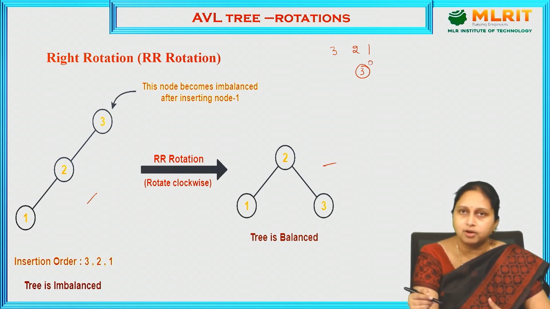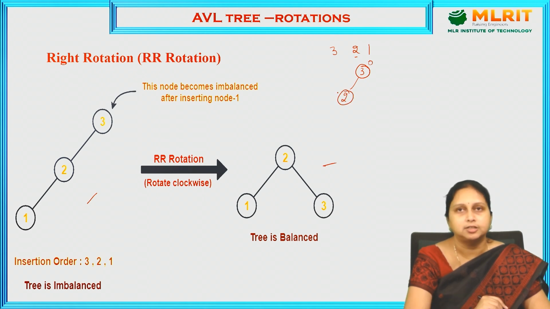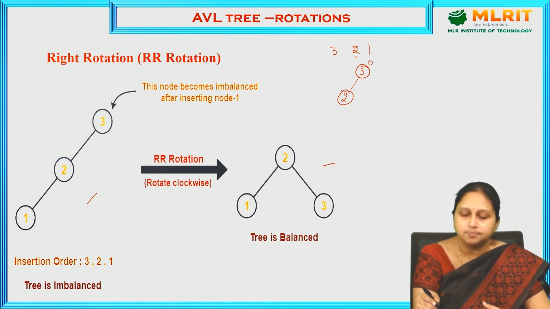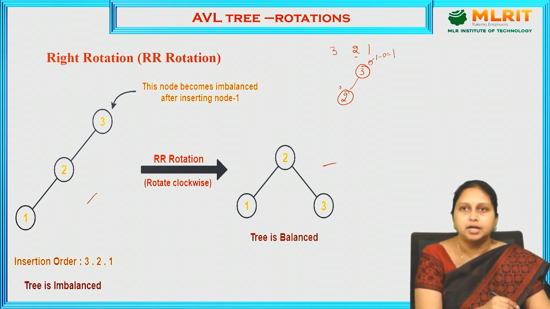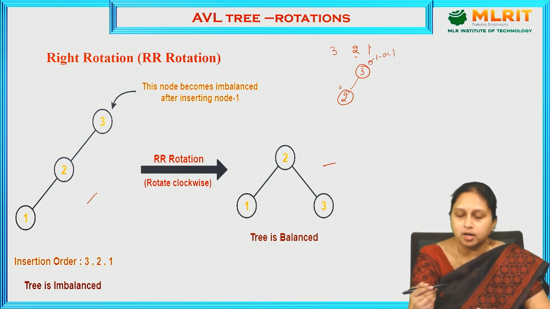Then insert one more node. What is the next node? You have 2. Where do I need to insert? 2 is smaller than 3. So, we are going to insert on the left-hand side. Again, check the balance factor. For this it is 0 and for this it is 1 minus 0, which is nothing but 1. Next, I am going to insert 1. Insert 1, it is lesser than 2.